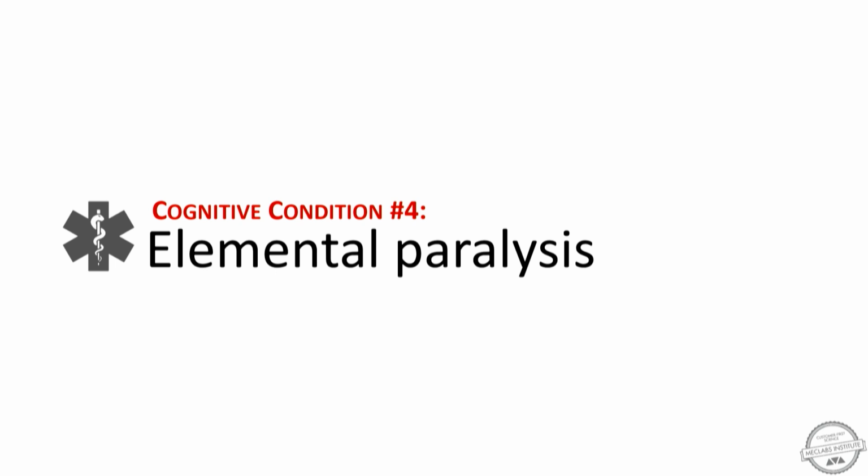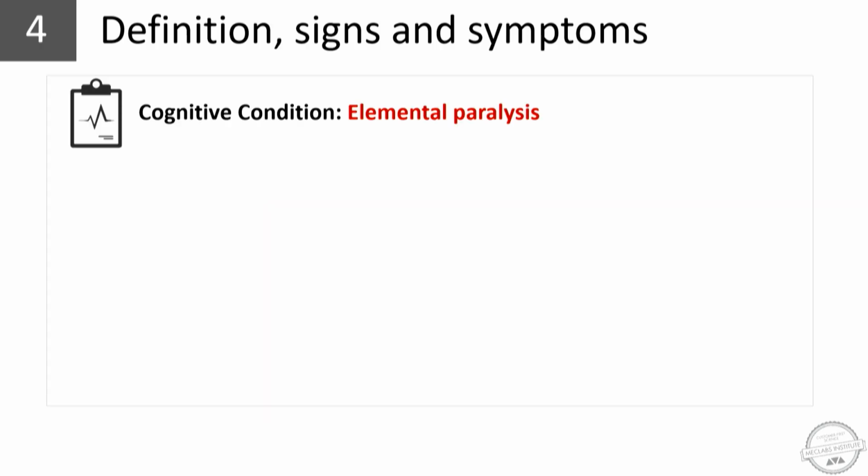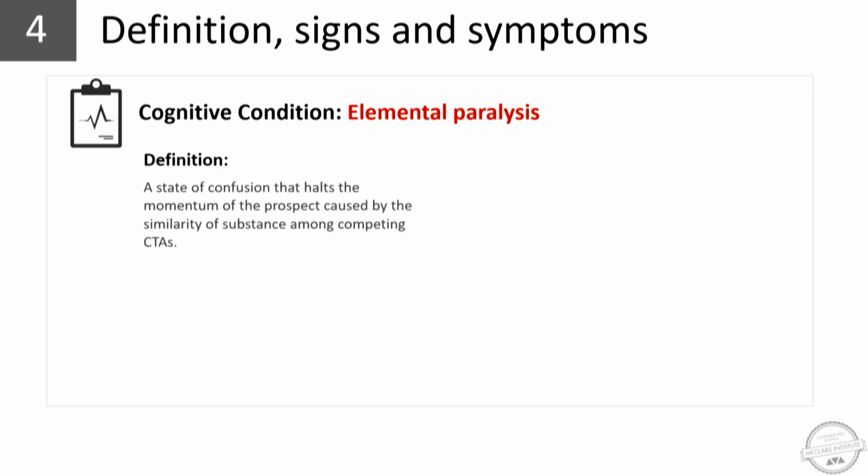We call it elemental paralysis. Like a doctor, we're going to define it, and we're going to tell you how to treat it. But let's start with the definitions. A state of confusion that halts the momentum. The prospect doesn't move forward because they're trying to sort out competing CTAs. Now, this connects very closely to the example we began with, but let's keep going.